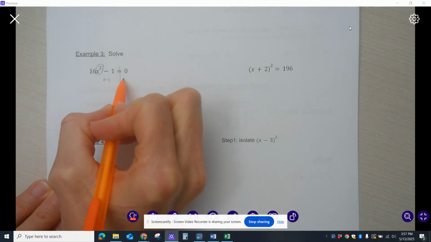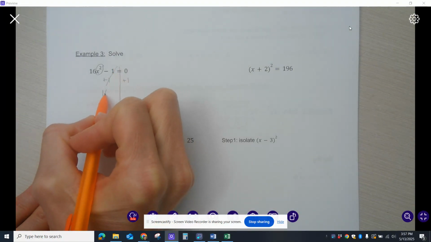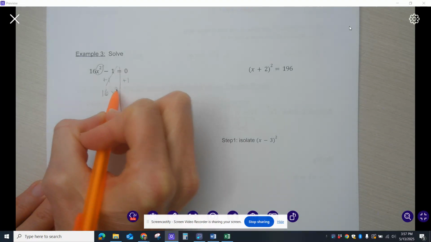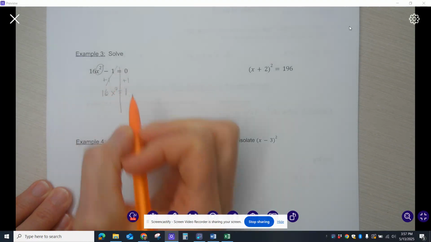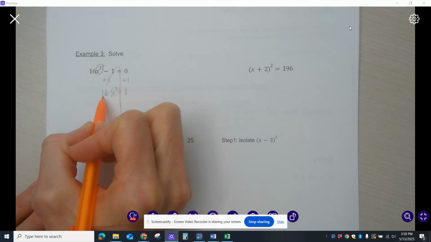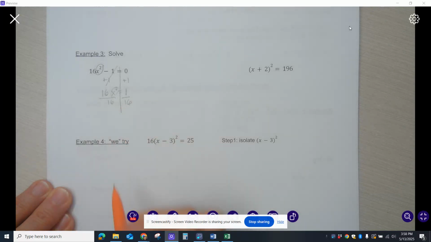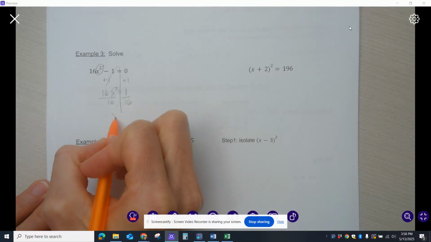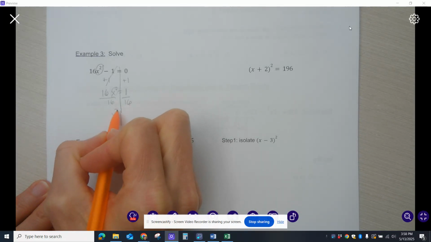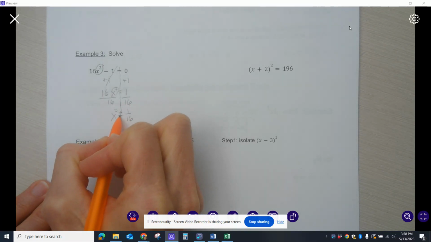In this case, you're getting the x squared all by itself on one side of the equal sign. So these are the same steps we've been doing since the first day of class in Algebra 1. Undo addition and subtraction by adding 1 to both sides. That leaves me a 0 here, and 16x squared equals 1. And then we want the x squared by itself. Undo multiplication by dividing both sides by 16, and we get x squared equals 1 over 16.